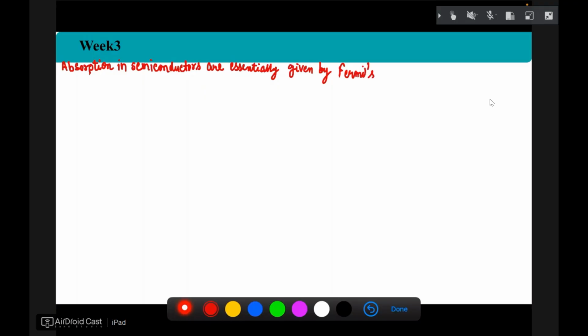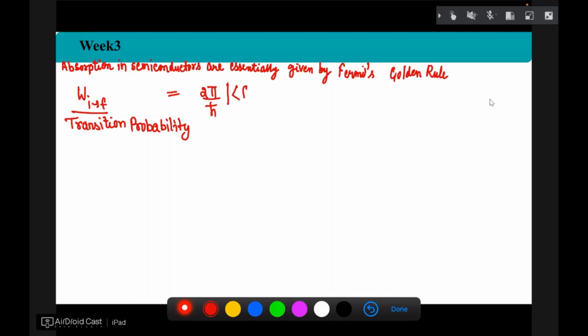Fermi's golden rule. So, what is this? It is represented by W, the transition probability, that is defined by 2π/ħ times the matrix element, the wave function in the final state and your perturbed Hamiltonian, times g(ħω). So g(ħω) is the density of states.